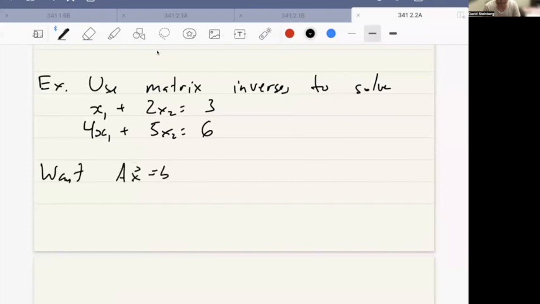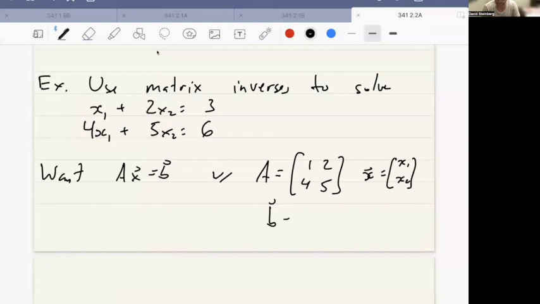So we want Ax is equal to B. So our A should be what? It should be the coefficient matrix. So that's just 1, 2, 4, 5. Our vector x is just x1 and x2. And B is 3, 6.